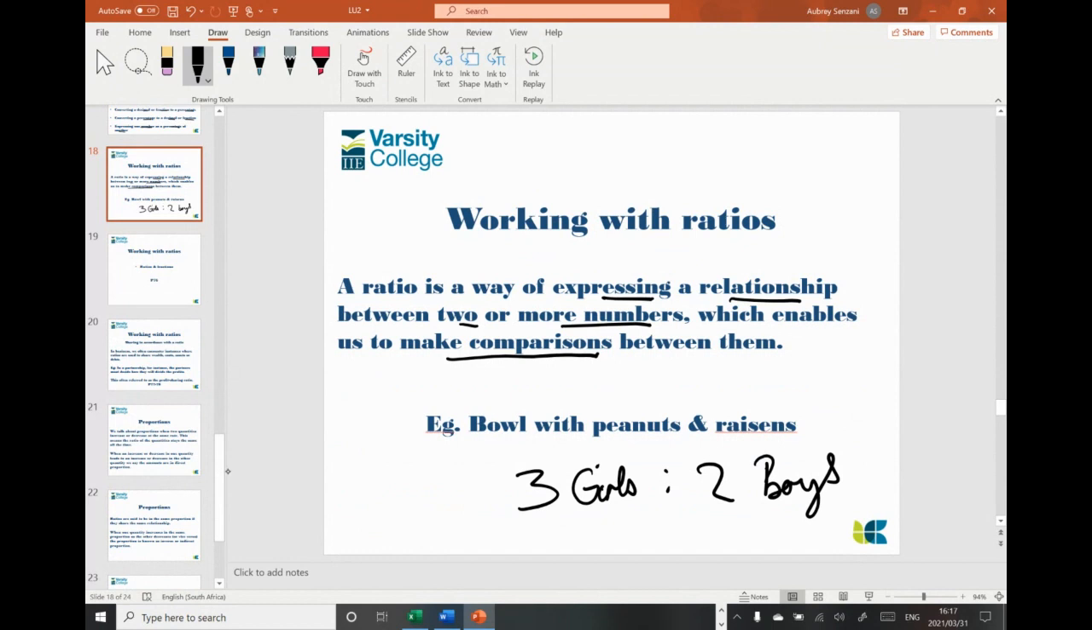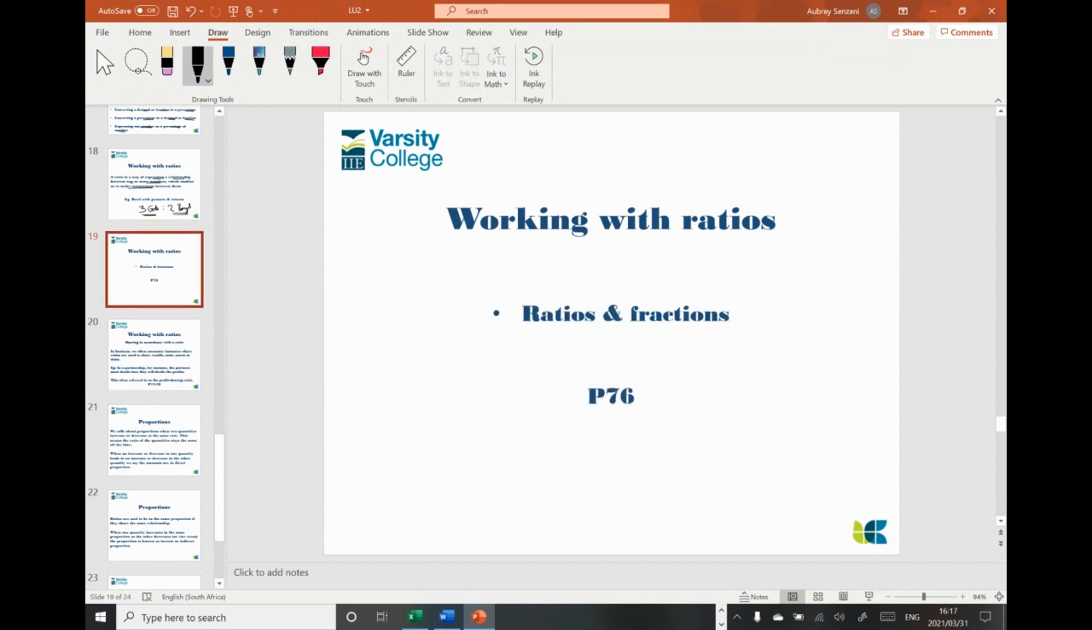Okay, we're comparing boys to girls. How many boys to girls did we have in the school? All right, for every 3 we had 2. That's what ratios are all about.